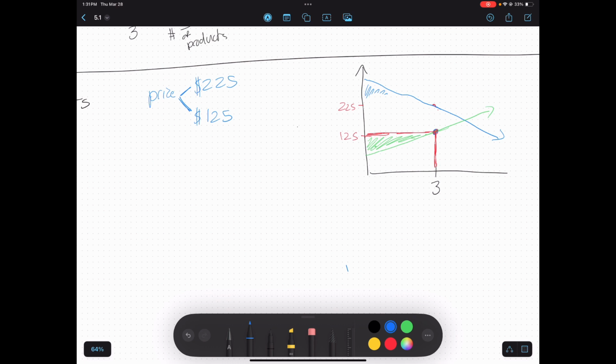Okay, but notice how that changes the consumer surplus. Now the consumer surplus is massive, which means consumers feel like they're getting an amazing deal from this. This is way cheaper than they planned on it being. They're getting an amazing deal. They're referring it to their friends. They're saying, hey, you got to get one of these handbags.